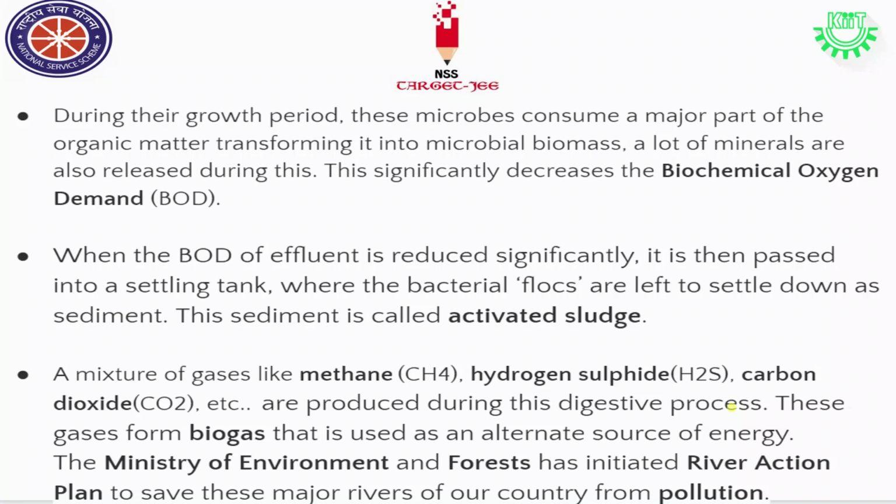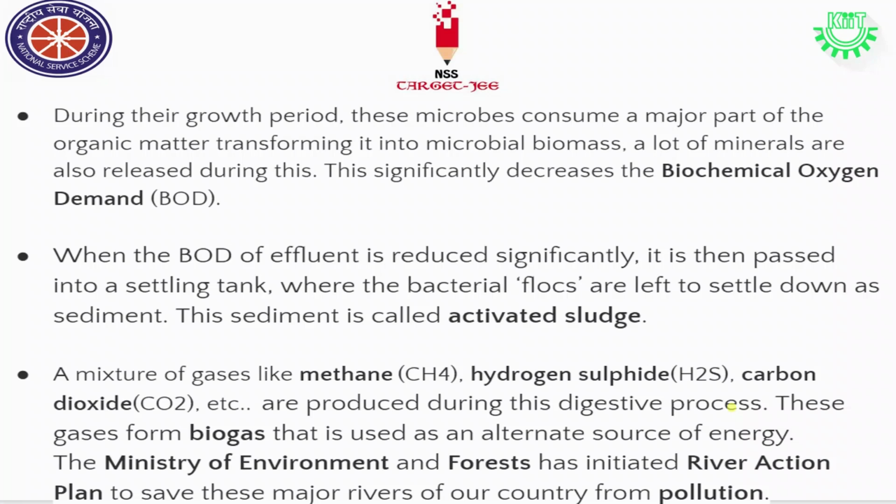A small part of the activated sludge is pumped back into the aeration tank. The remaining major part of the sludge is pumped into a large tank called the anaerobic sludge digester. Here, other kinds of bacteria which grow anaerobically digest the bacteria and the fungi in the sludge. During this digestion, bacteria produce a mixture of gases such as methane, hydrogen sulfide, and carbon dioxide. These gases are the major component of biogas, which is an alternate source of energy.